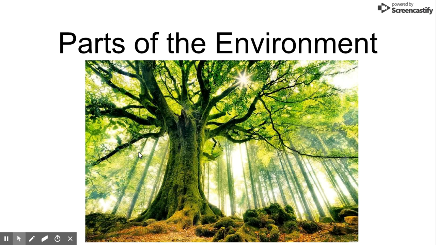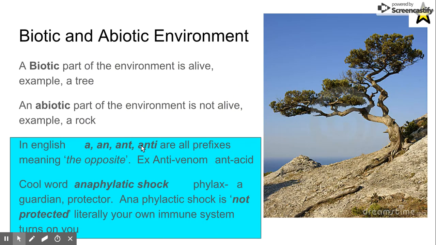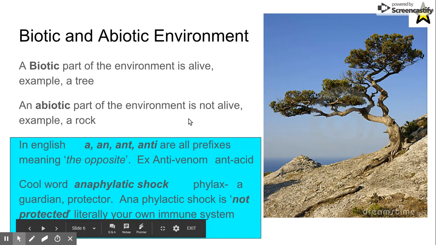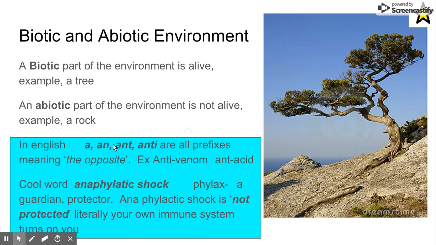Now we divide the universe or the world as we see it into two large parts, living and non-living. And one of the things I really like is what's called etymology, where words come from. We have a biotic part of the environment, like this tree, and the abiotic part, like this rock. In English, if you put a prefix of a, an, ant, or anti on a word, it means the opposite of what the word itself meant.